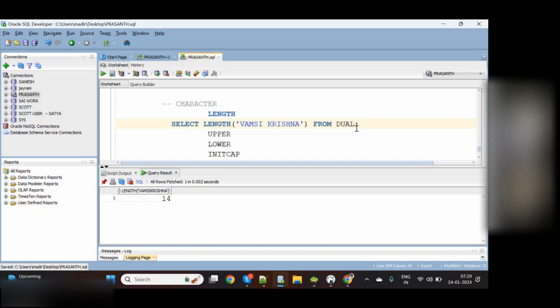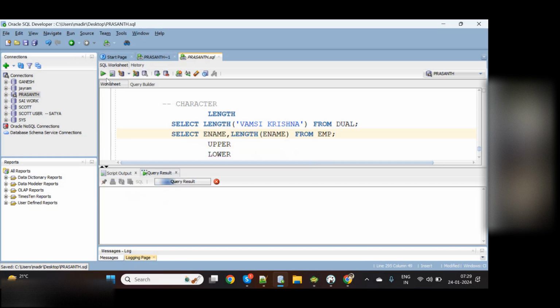Now go with our table. I want to find the length of ename from the employee table. That means you are going to find the length of each and every value in the column. That's why I wrote single row function: for every value you are going to get an output.